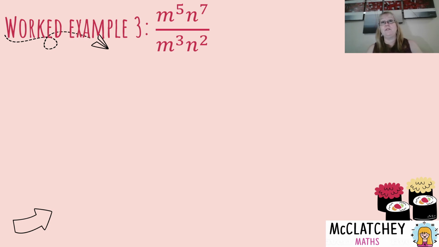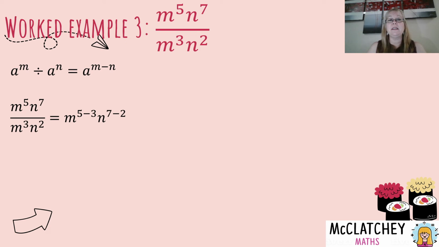This one's in fraction form. We've also got 2 different bases here. We've got m's, we've got n's. So what we want to do is focus on one letter at a time. So we're going to focus firstly on the m's. If we look at our fraction, top to bottom, we're going to have a 5 take away the 3, following our rule. And then our n's, 7 take away 2.